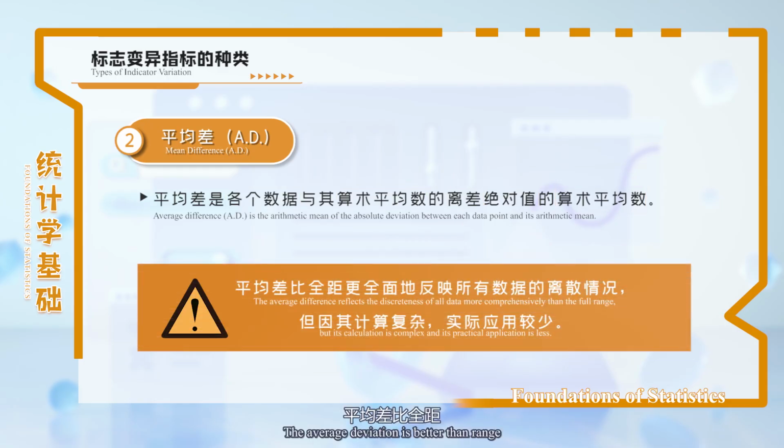The average deviation is better than the range, and can more comprehensively reflect the dispersion of all data, but because of its complex calculation, it is less used in practice.